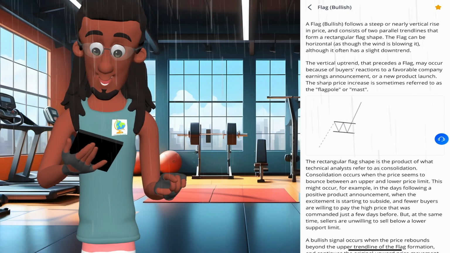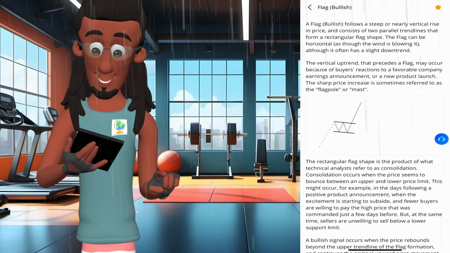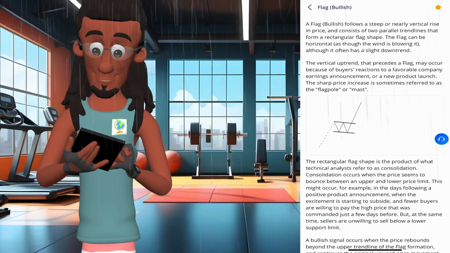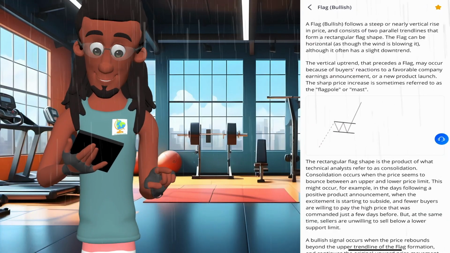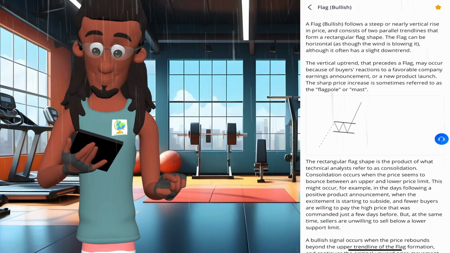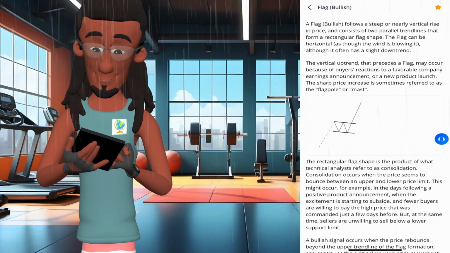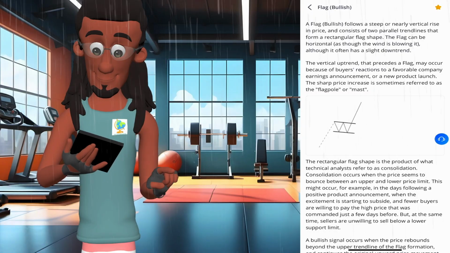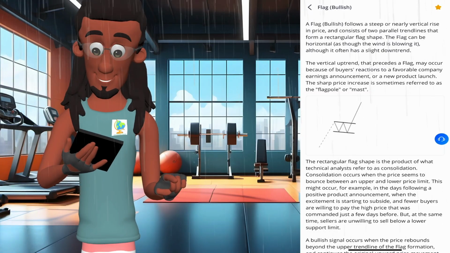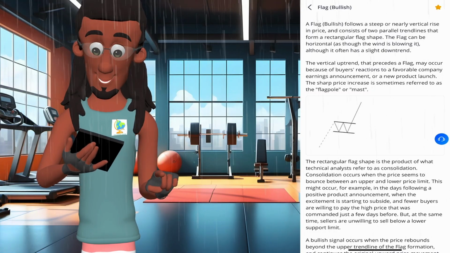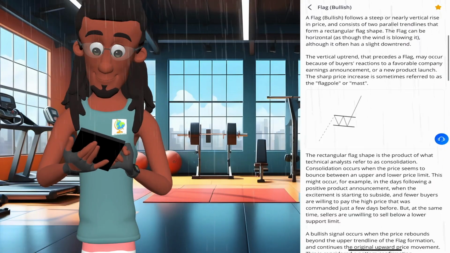All right, the vertical uptrend that precedes a flag may occur because of buyers' reactions to a favorable company earnings announcement or a new product launch. So those are the reasons why you see that spike in buyers. The sharp price increase is sometimes referred to as the flagpole or the mast.